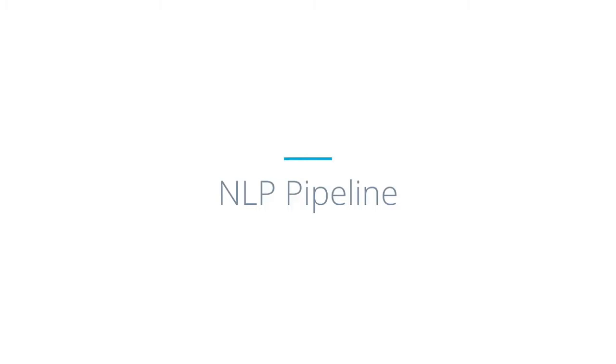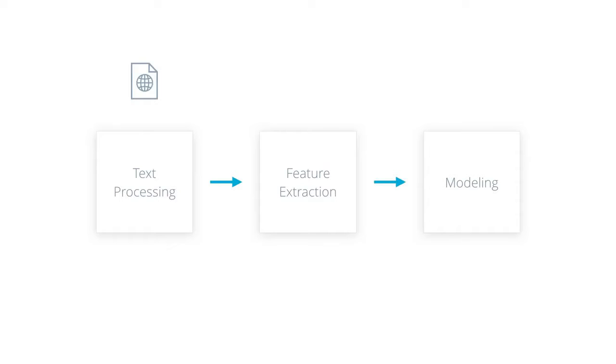Let's look at a common NLP pipeline. It consists of three stages: text processing, feature extraction, and modeling. Each stage transforms text in some way and produces a result that the next stage needs. For example, the goal of text processing is to take raw input text, clean it, normalize it, and convert it into a form that is suitable for feature extraction.